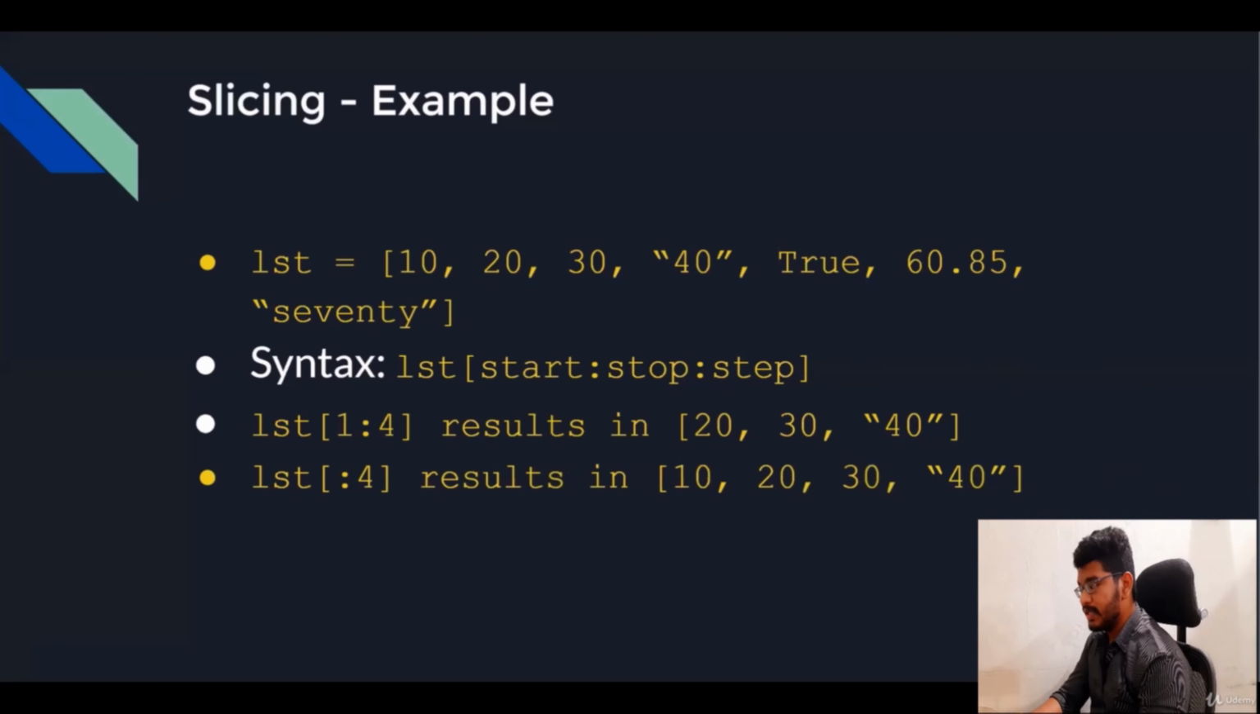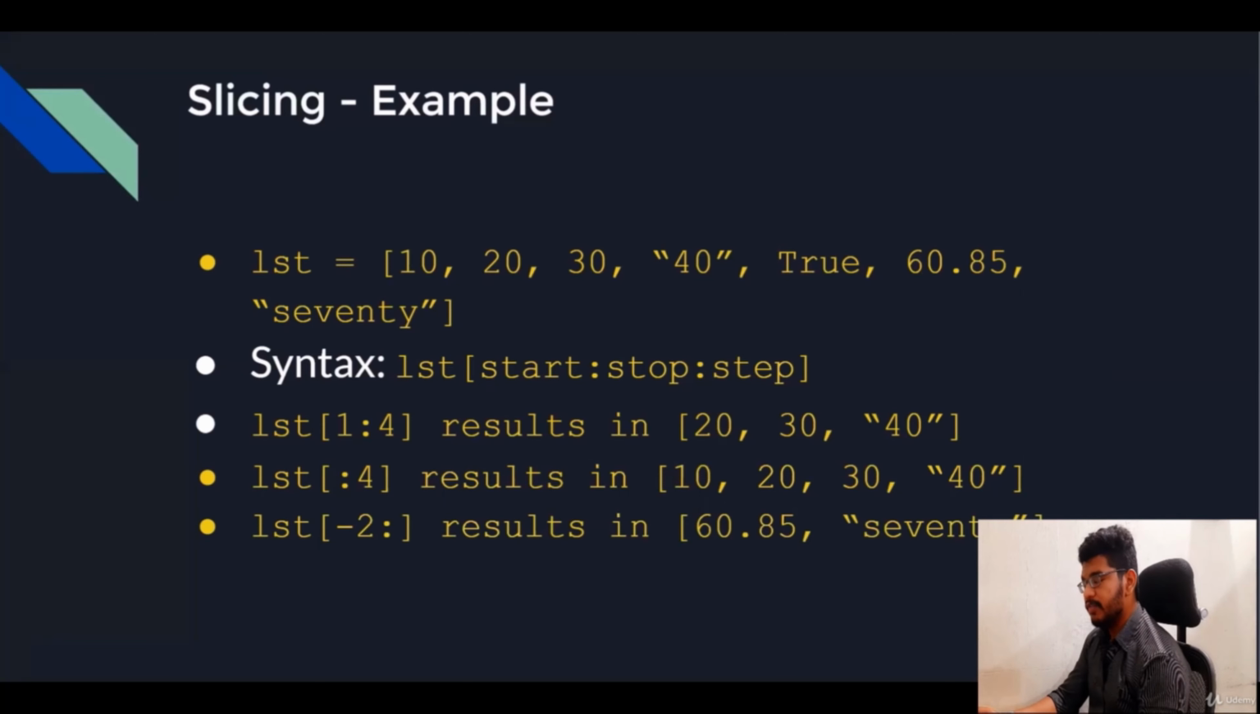We can also give only stop if we have not given any start. So it will start from the first element up to the fourth element. Similarly, it has given 10, 20, 30, 40. If you give only start and do not give stop, it will print from the reverse order. The last two items it will print. The last two items are 60.85 and 70.